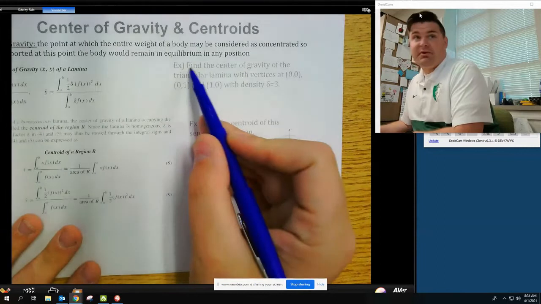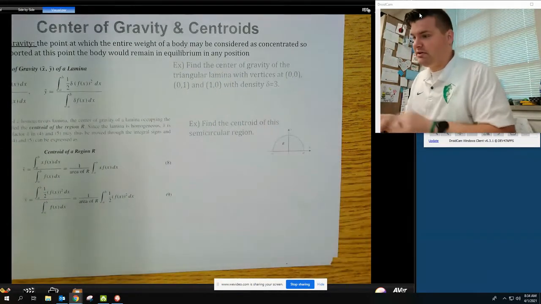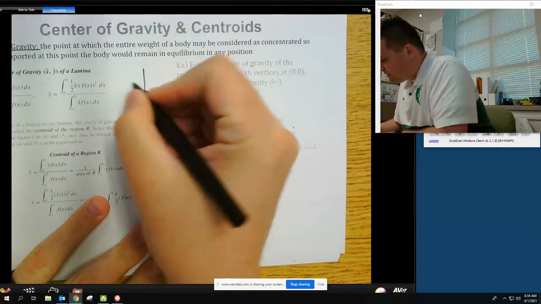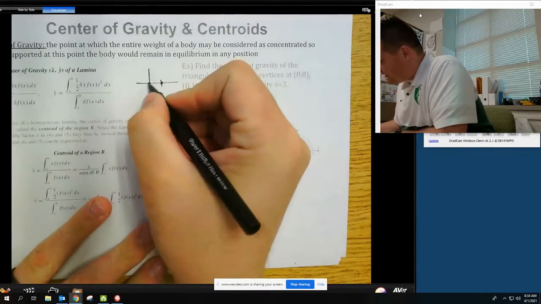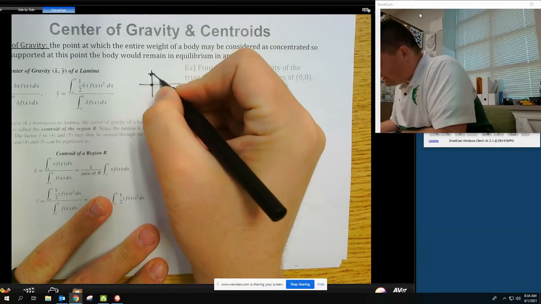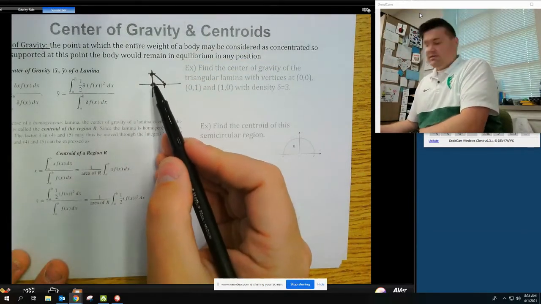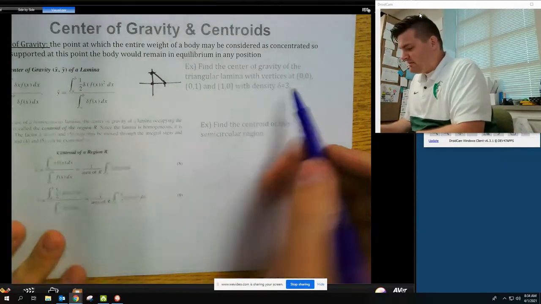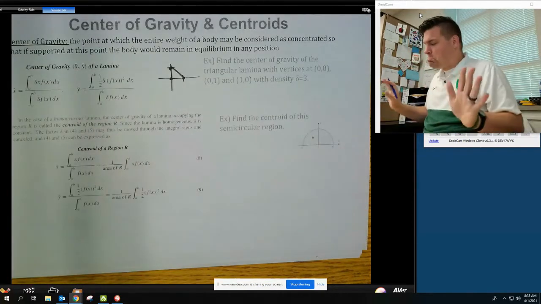So this first example right here: find the center of gravity of a triangular lamina with vertices. I'm going to go ahead and sketch this so we know what we're dealing with. We have vertices (0, 1), (0, 0), and (1, 0). So they're all here. I want to find out what my center of gravity is for this. It has a density of 3, and that's actually going to be useless. We don't care about that, because in my formula, I'm going to type in a 3 there and a 3 there, and it's just going to cancel out. So I'm not even worrying about that.